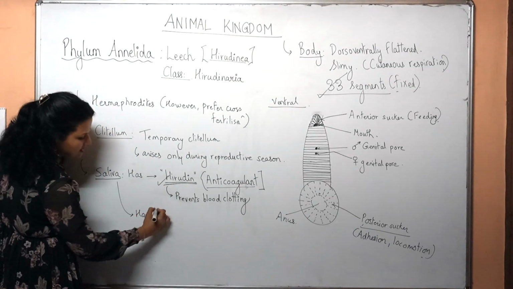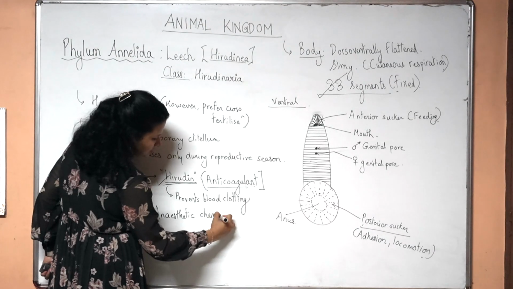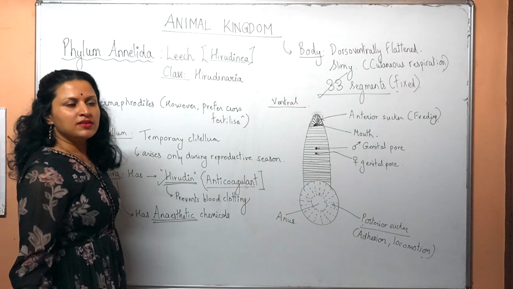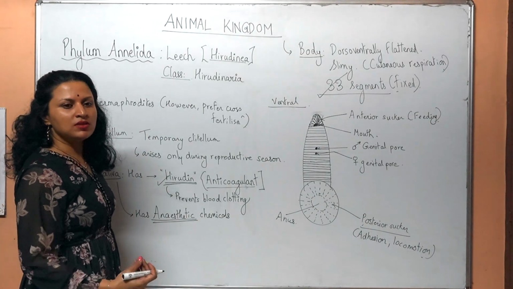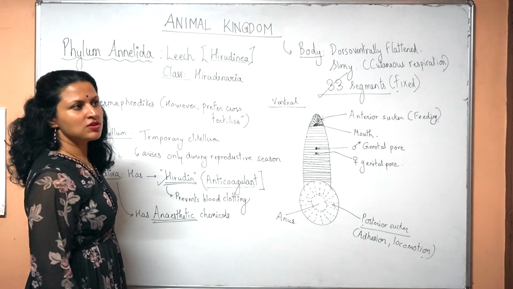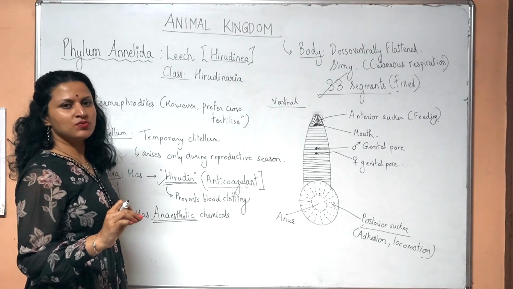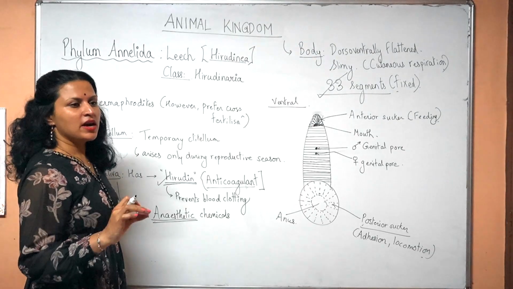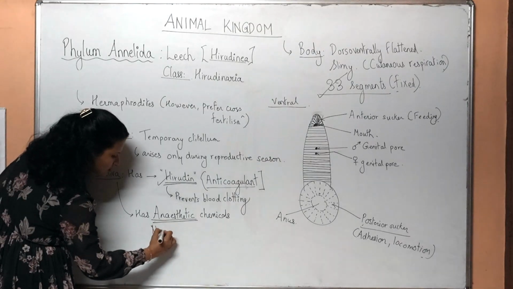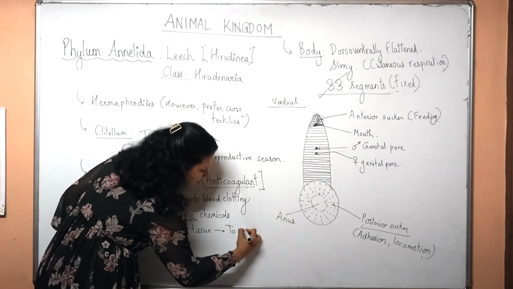It also has anesthetic chemicals in its saliva. Anesthesia. You know what is anesthesia, right? Anesthesia is given at the time of surgeries and all to numb pain, to numb the nervous system in that particular region. These anesthetic chemicals that are released will numb that particular tissue and it will not give any pain sensation to the animal. Numbs the tissue to prevent pain sensation.